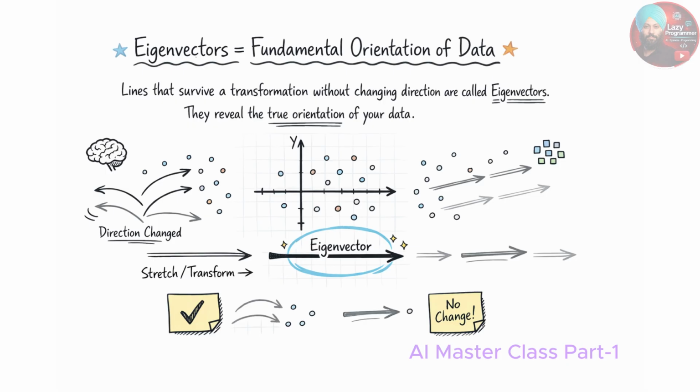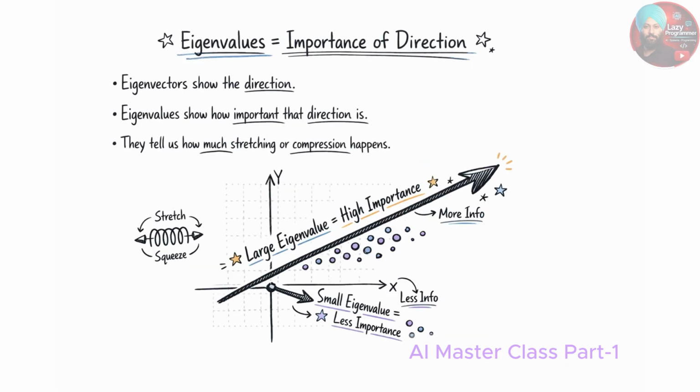Now let us move to the second part, eigenvalues. So if the eigenvector tells us the direction, the eigenvalue tells us how important that direction is. Or in simple terms, the eigenvalue is the amount of stretching or compression. If the eigenvalue is larger, that means the eigenvector is of very high importance.